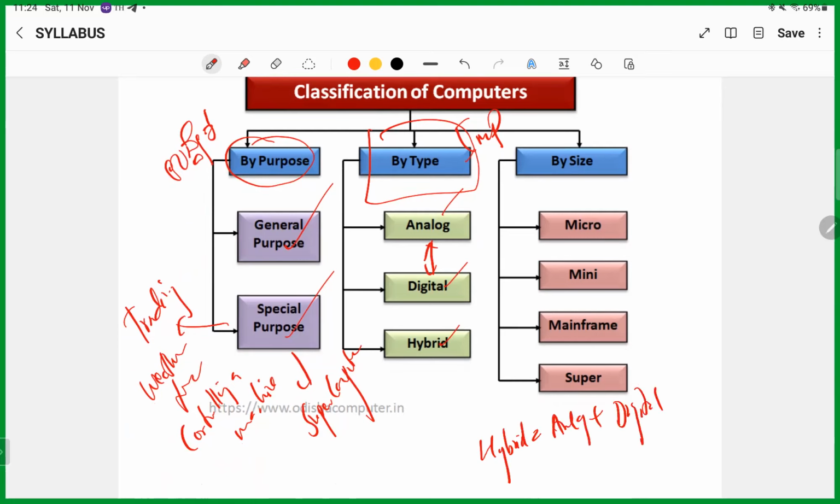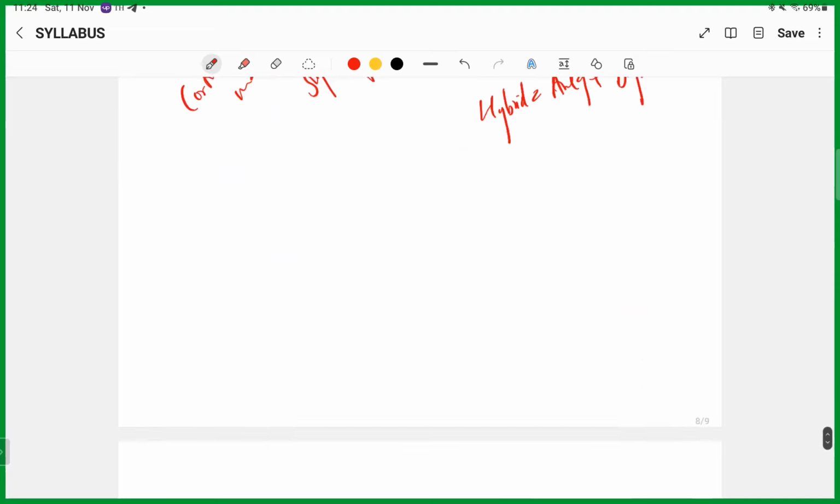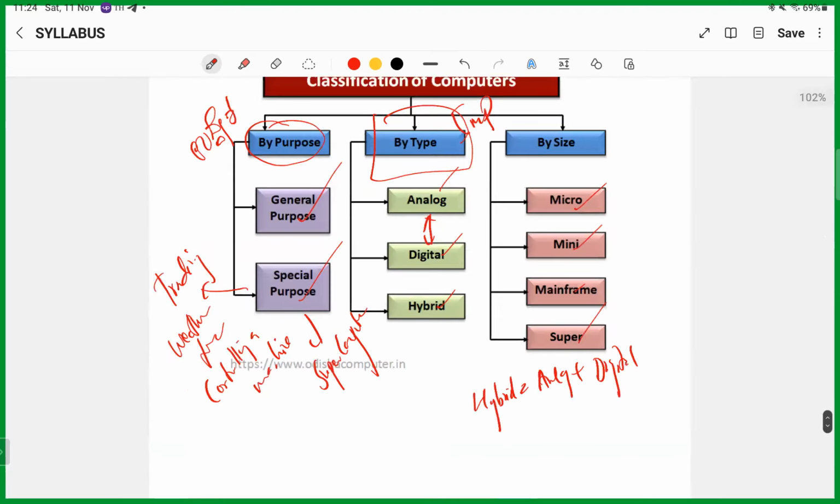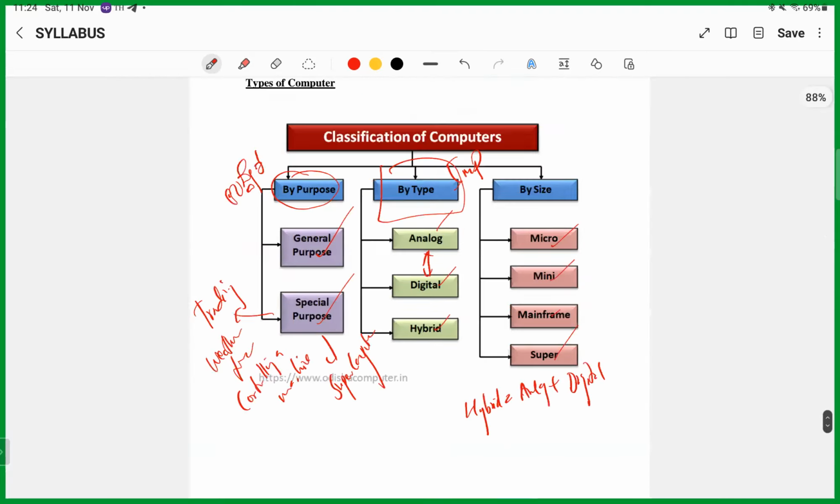Okay, by size: micro, mini, mainframe, super. Depending on the size and the operations it does, you can divide it into 3 or 4 types: micro, mini, mainframe, and super. Basically, there are 5 types. We'll be discussing that. So that probably ends. These are the pictures. We'll complete those portions in the next class. So that ends today's session.